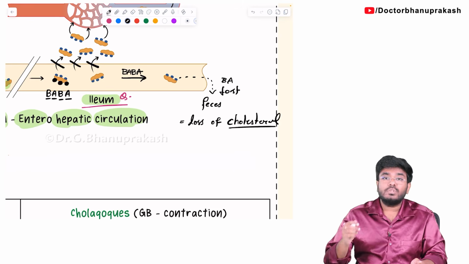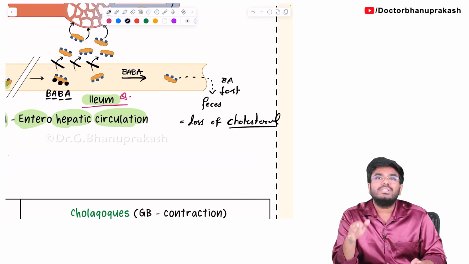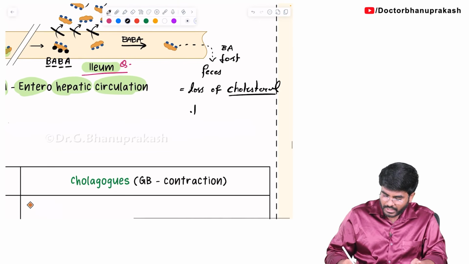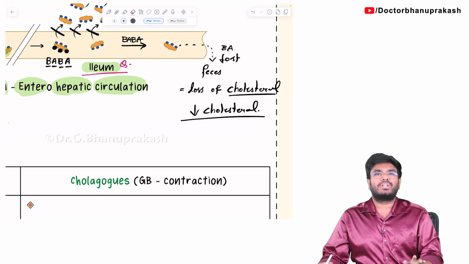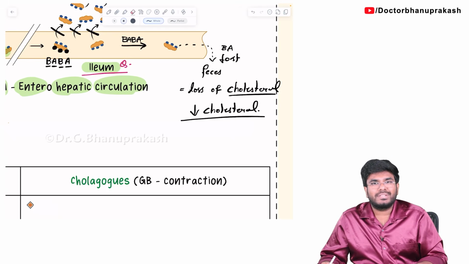So now tell me, if you use BABA drugs, what happens to the cholesterol? You are losing the cholesterol out of the body. So what happens to your cholesterol levels? Decreases. So these BABA drugs can decrease your overall cholesterol levels. Now tell me, BABA drugs are used in the treatment of which condition?